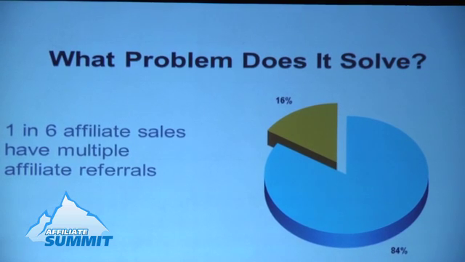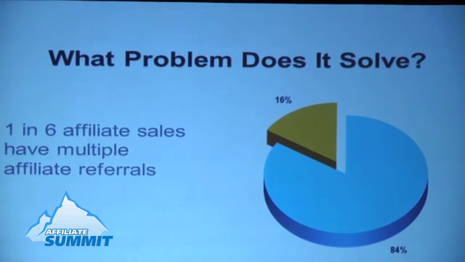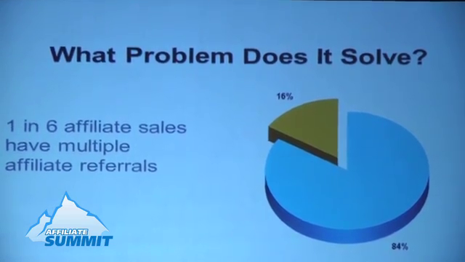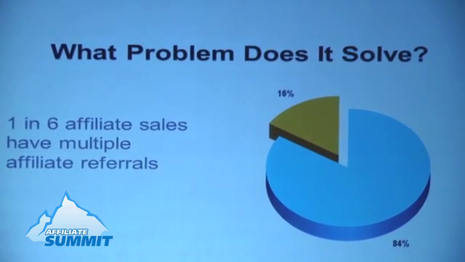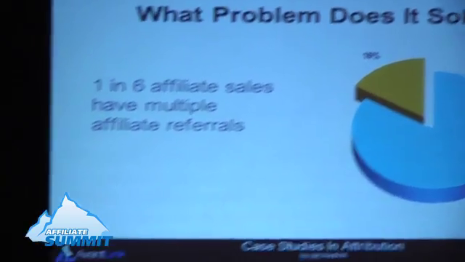The first question is, what problem does this solve? By and large, as a network, our data shows that about 1 in 6 affiliate sales have multiple affiliate referrals. It's a big number. That's about 17%. 17% of affiliate sales are having somebody get their cookie overridden by somebody else. It's an issue.